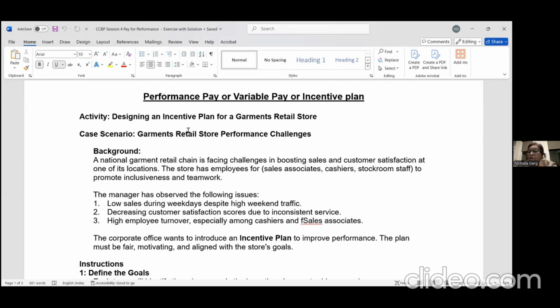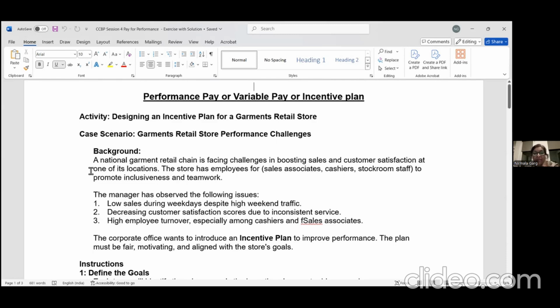Now, for whom? Very clear. You are designing an incentive plan for a garment retail store. You can think of Reliance. Who are the garment retail stores? It could be Marks and Spencer. It could be Pantaloons, or W for Woman. There are so many, right?